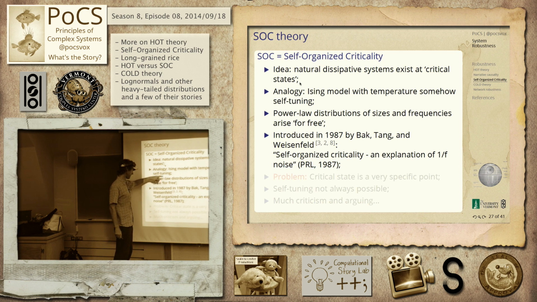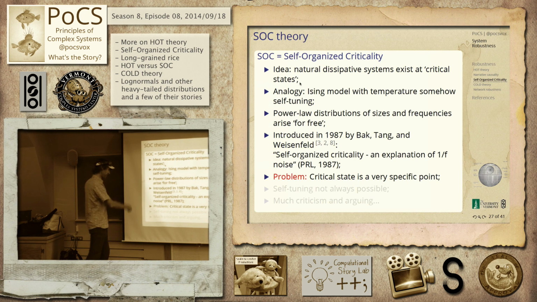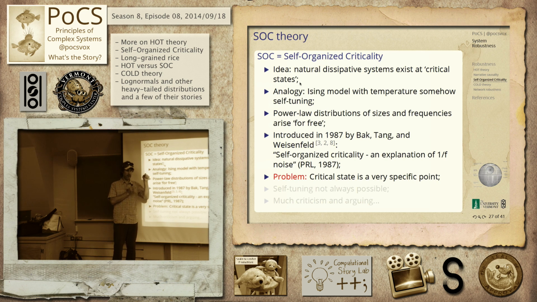So it's Bak, Tang and Wiesenfeld, again, as I said, 1987. They were looking at another aspect that we don't really discuss here, 1/f noise. And the problem is that this critical state is this tiny point. You have to be right there to get your power law size distribution. So it's appealing. Really what's happened is you've got physicists saying, oh, we get power laws, and that happened right here. So maybe the real world produces that.